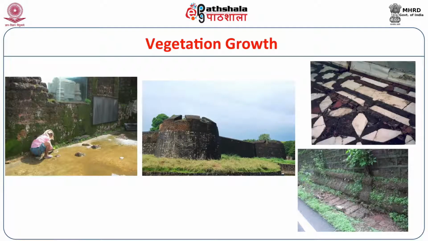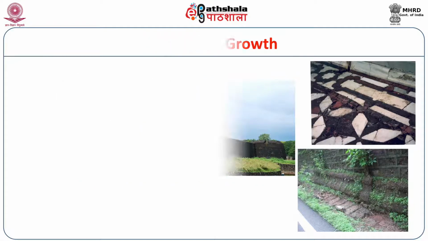We can see some examples of how the moss, the unicellular vegetation like moss, fungi, lichen, has grown over the monument and completely defaced the monument. Either it will be turning into black patches or it is turned into green patches. Sometimes different kinds of defacing of the monuments we could see.